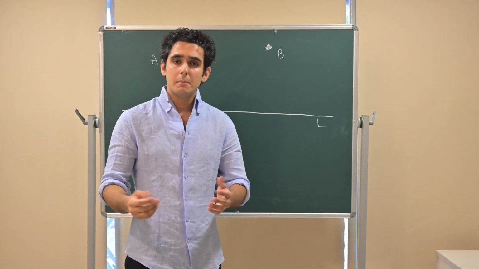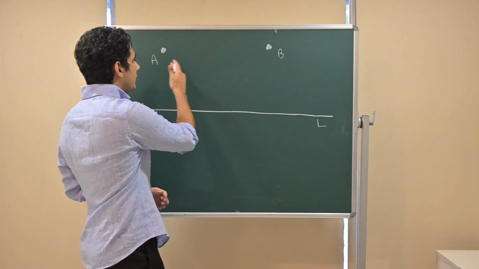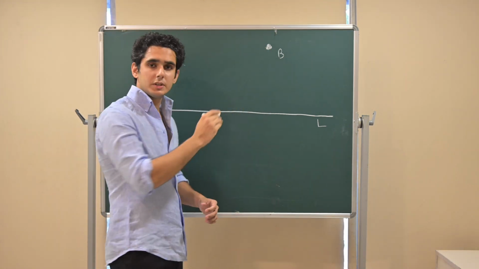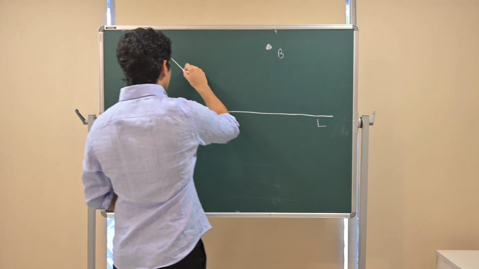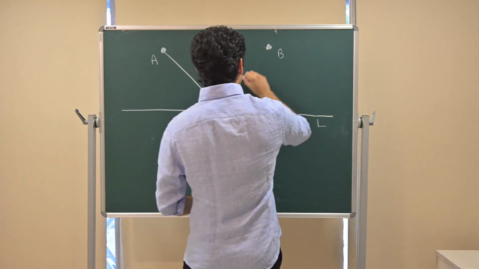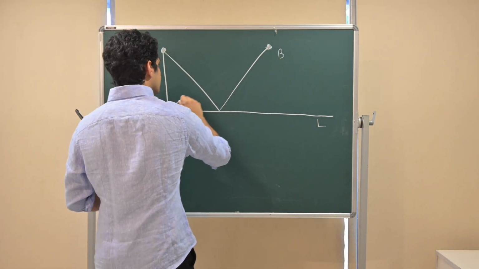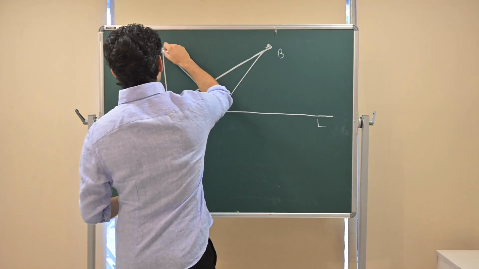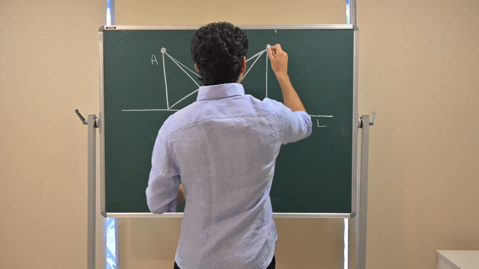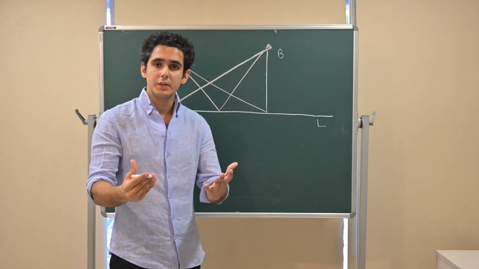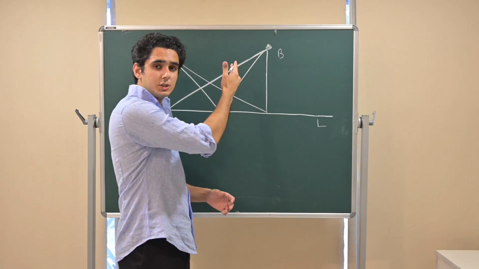And let's begin by observing that there are many different paths from point A to point B that touch this line. For example, you could have something like this. This is one path. You could have something like this. This is another path. And you could also have something like this. The question is, which of these paths, there are many such paths, which of these is the shortest?